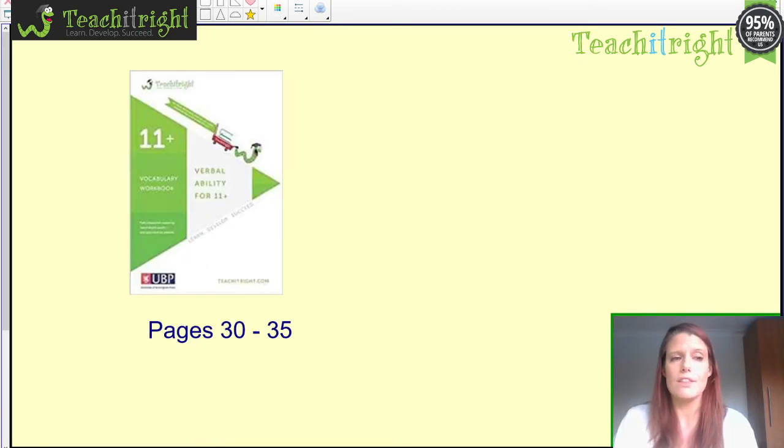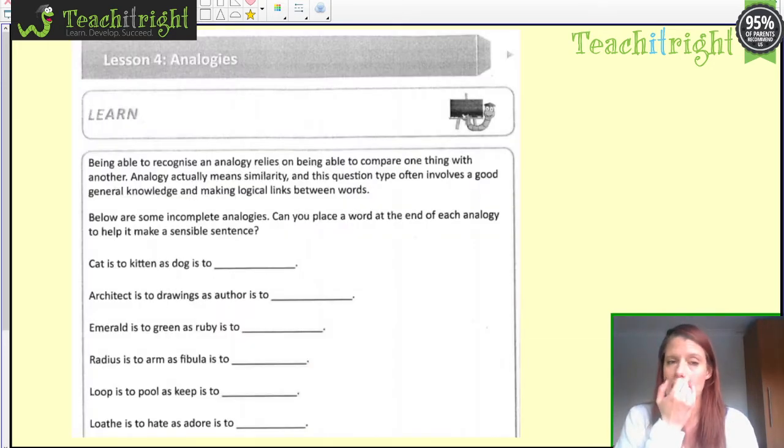pages 30 to 35. Now, the thing with analogies is this is about the relationship between two. Being able to recognize an analogy relies on being able to compare one thing with another. The word analogy actually means similarity, and this question type usually involves a good general knowledge of word meanings and making logical links between words.